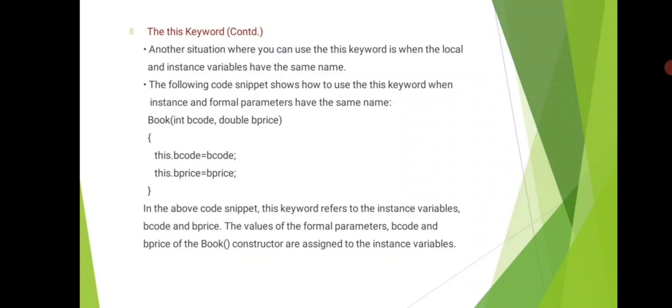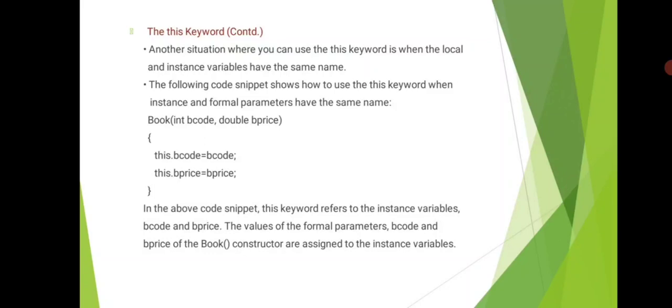Why? Because the compiler gets ambiguity, that is, confusion starts for the compiler. It cannot know which bcode is local and which is the instance variable. So this ambiguity error should be avoided for the compiler. So we are using the this keyword. This acts as a very important role here. Using this, we can differentiate the local or formal variable name and the instance variable name.